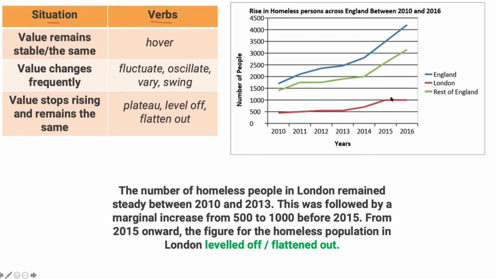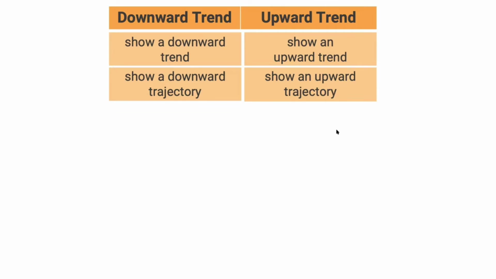You could also say flattened out. You could also say plateaued. The important thing is that you're not overusing any of these verbs in one report. So just make sure you're familiar with all of these different ways. Now we're almost ready to get into our two examples. Before we do that, I want to show you just some quick ways to talk about trends.